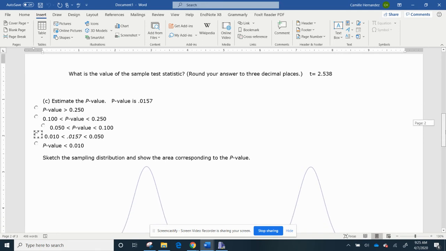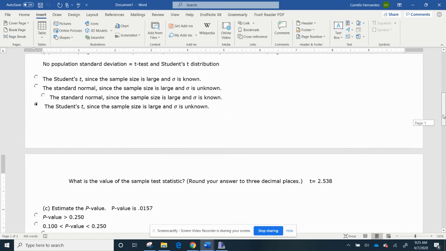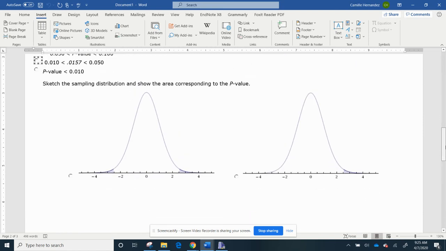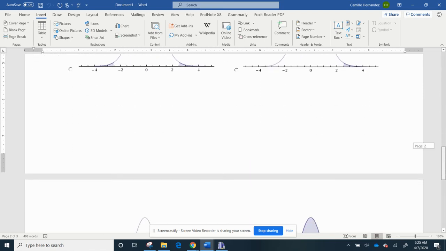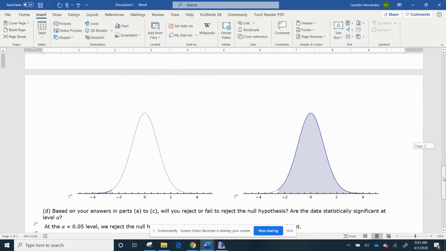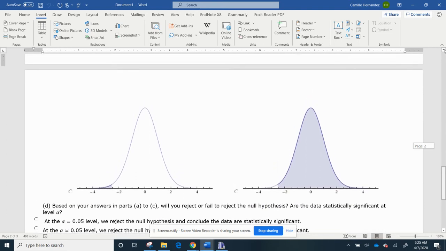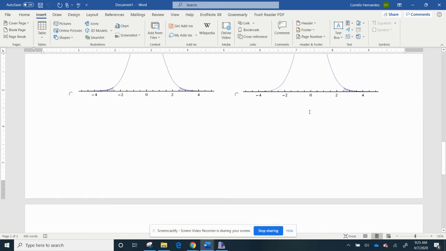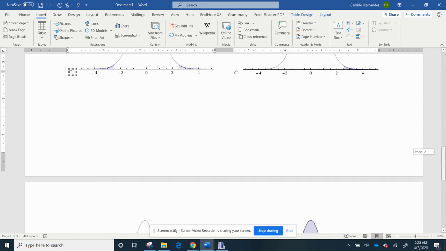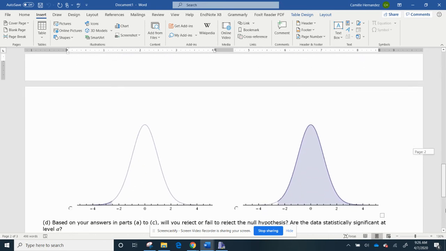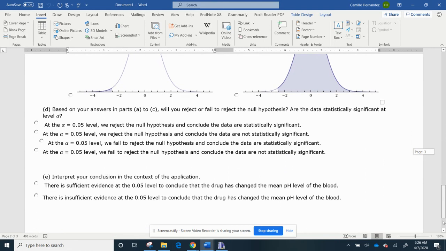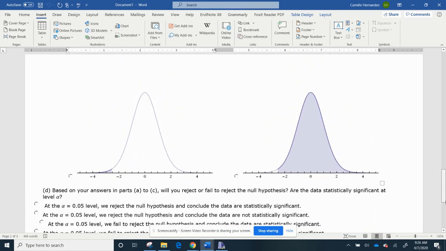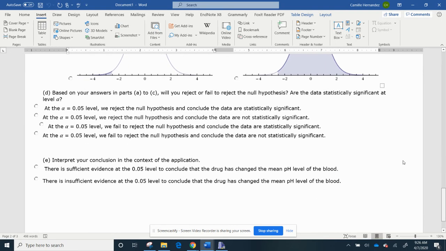Again, this is a not equals. How do I know it's not equals? Because it says not equal. Sorry, my computer's being weird again. I'm given two tails, so it's this one, because you're given two tails when it's not equal. This would have been for a right tail. This would have been for a left tail, and that would have been for nothing that we do. All right, so let's finish.